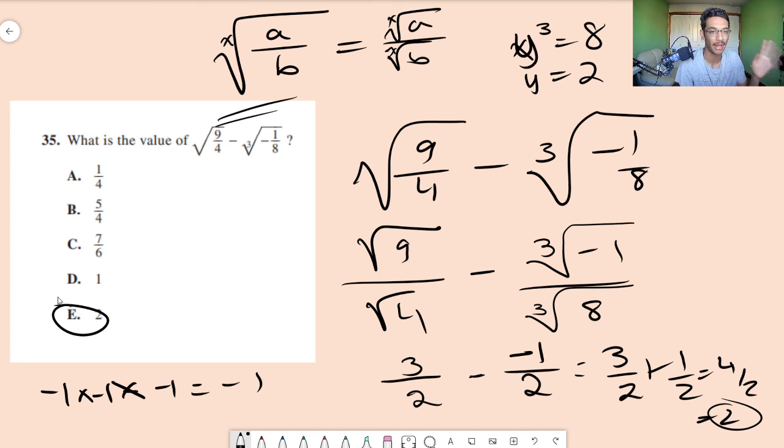So we don't have to do any of this math at all. We could just put it into our calculator and we'll get the same answer. So here the answer is 2, a simple computation question. And that's it for question 35.